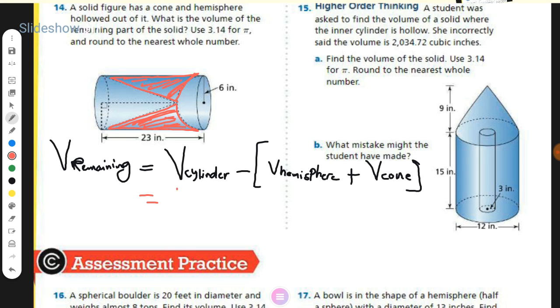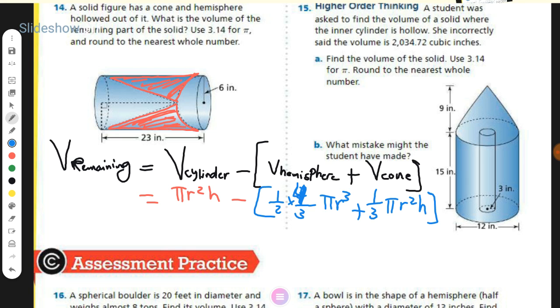That's it. Okay, put the rules. V cylinder equals pi R squared h, minus V of hemisphere, which equals half multiplied by 4 over 3 pi R cubed, plus V cone, 1 over 3 pi R squared h.